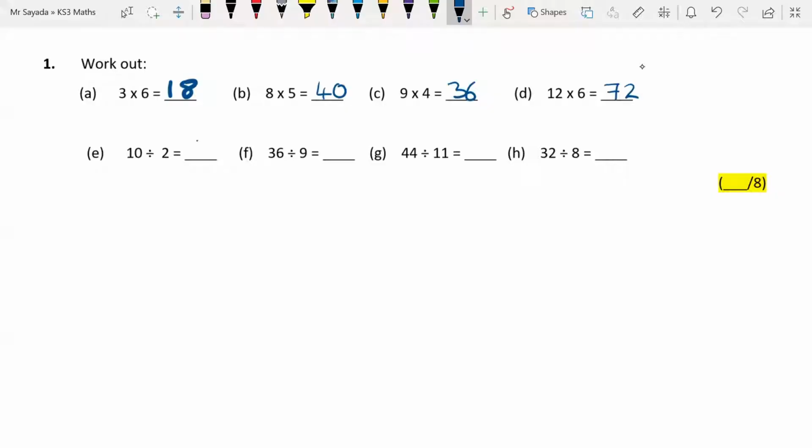10 divided by 2 is 5. 36 divided by 9 is 4. 44 divided by 11 is 4. And 32 divided by 8 is also 4.